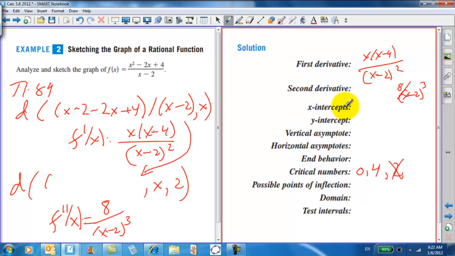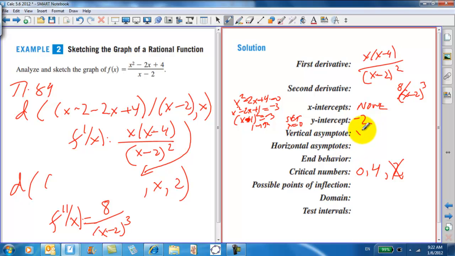The x-intercepts. These are the things that are going to make the numerator equal to 0 of the original function. And this one, I believe, doesn't have any x-intercepts, because when you set the numerator x squared minus 2x plus 4 equal to 0, you get x squared minus 2x plus 1 equals negative 3, (x minus 1) squared equals negative 3. These are imaginary answers. You could detect that with b squared minus 4ac. So there are no x-intercepts. The y-intercept: set x equal to 0, and you get 4 over negative 2, which is negative 2. So you do get a y-intercept there.